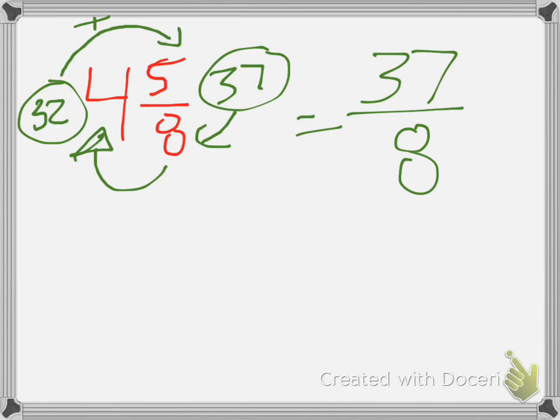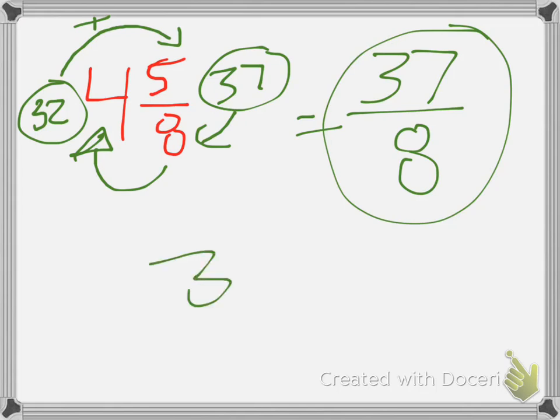The reason we want to do this is a lot of times this can make it a lot easier to change a number into a decimal number. So I can take this 37 divided by 8 and turn that into a decimal number pretty quickly by following my rules for division, just like I know how to do.